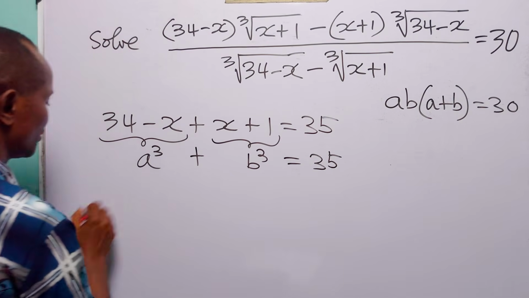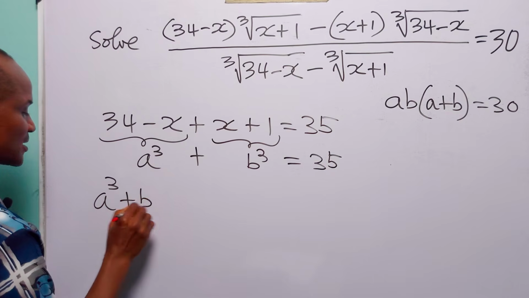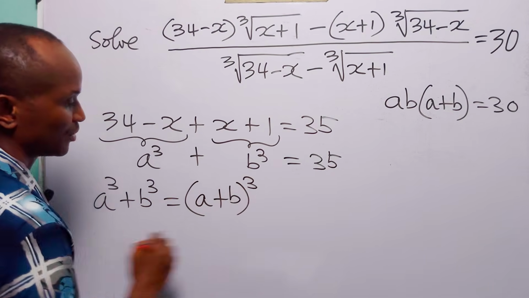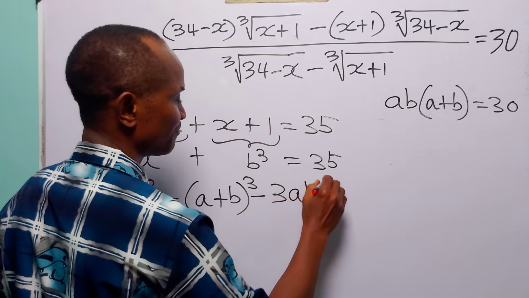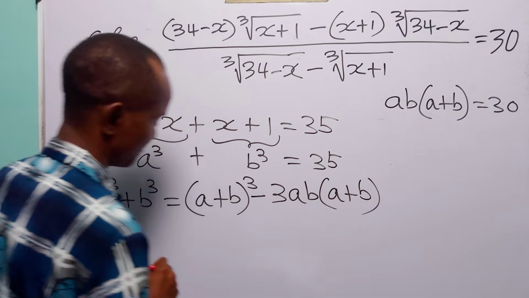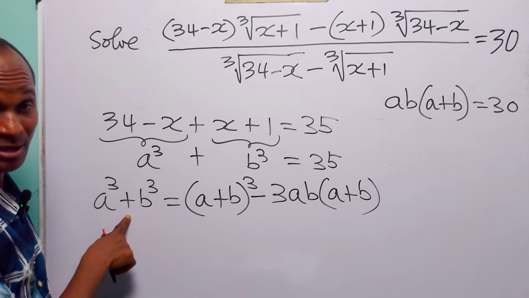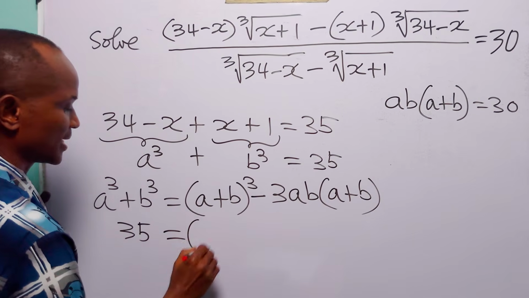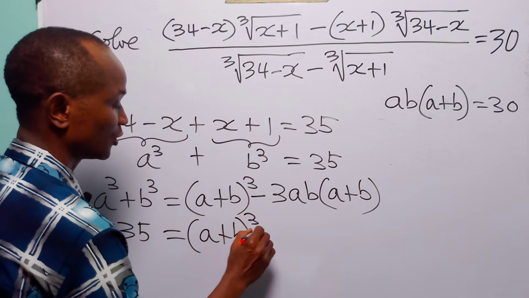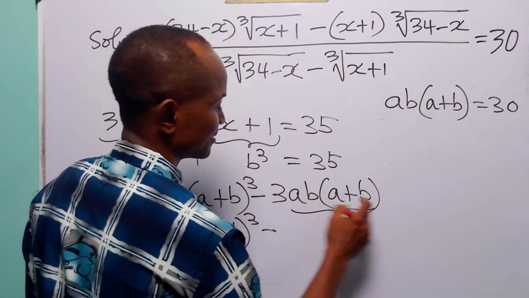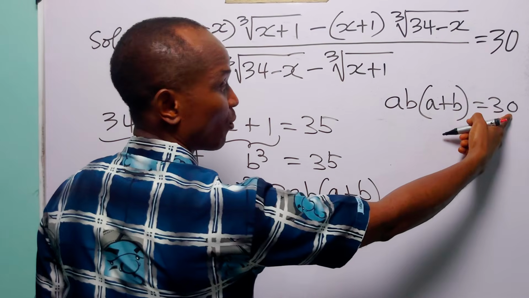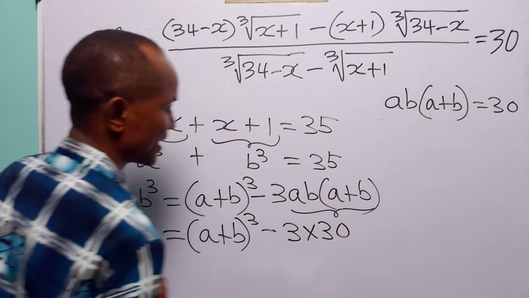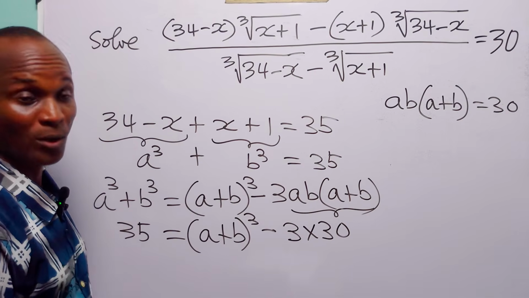But also, you know that a cube plus b cube is equal to a plus b cube minus 3ab times a plus b. A cube plus b cube is equal to 35. Here we have a plus b cube. Now remember that ab times a plus b is equal to 30. So here we have minus 3 times 30. 3 times 30 is equal to 90.